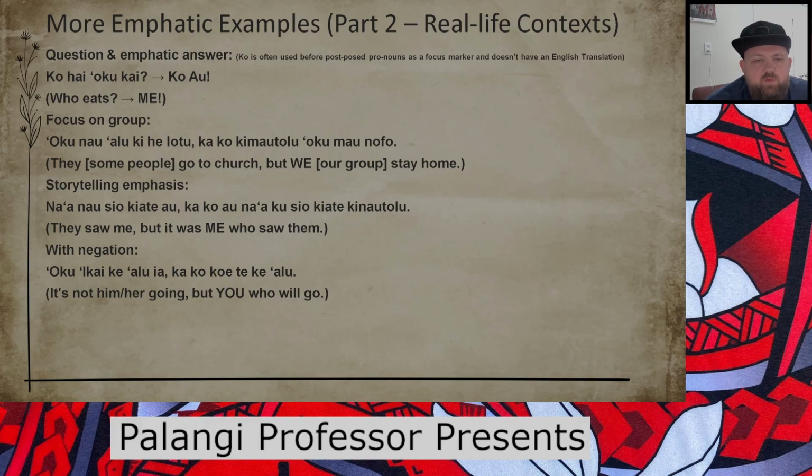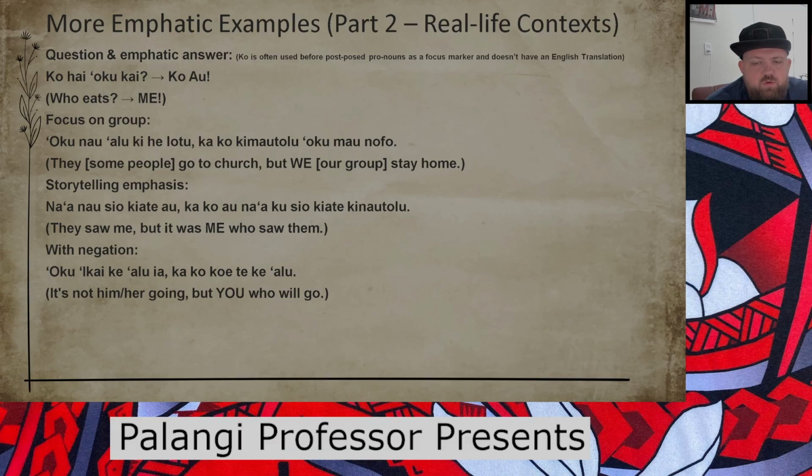And then some negation, basically just a negative sentence. Oku ikai ke alo ia, kako koe te ke alo. So ikai is not or no in Tongan. So it's saying it's not him or her, because ia is him, her, or it. But usually it wouldn't be going. I mean, I guess it could be an animal. But oku ikai ke alo ia, kako koe te ke alo.